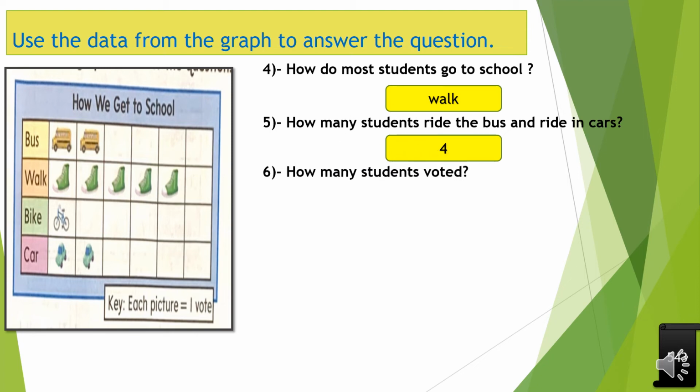Question number 6. How many students voted? Circle the word students. We need the number of all students, the total number. So you need to count 2 plus 5 plus 1 plus 2. Then write the answer. So the total number of students who voted in this chart is 10.